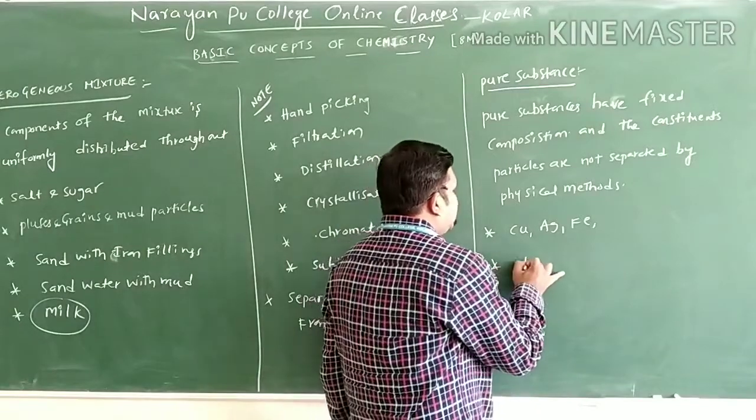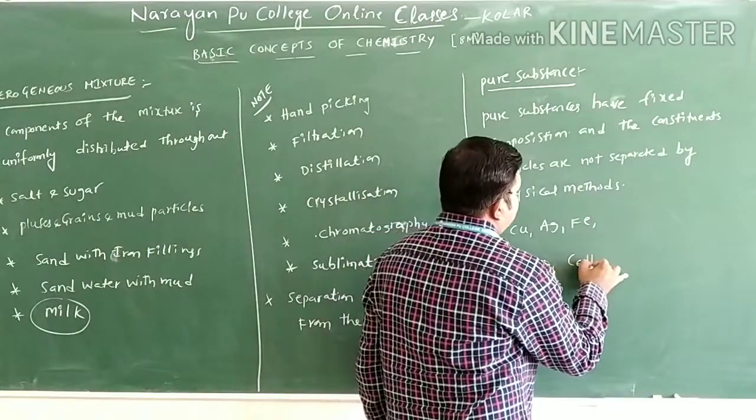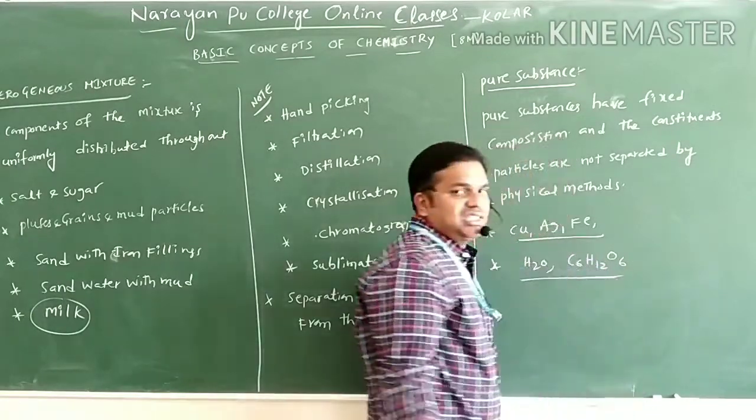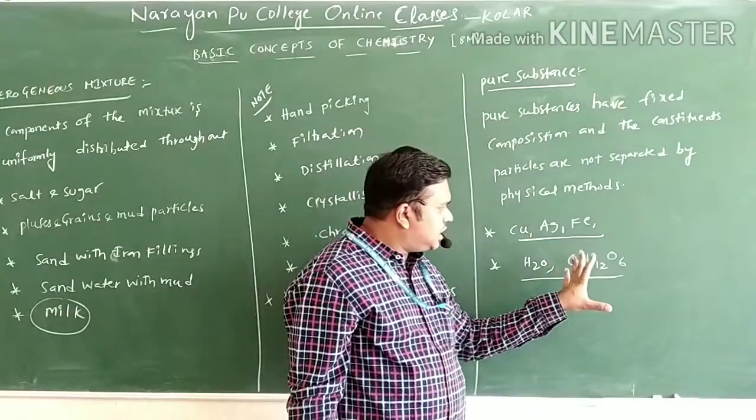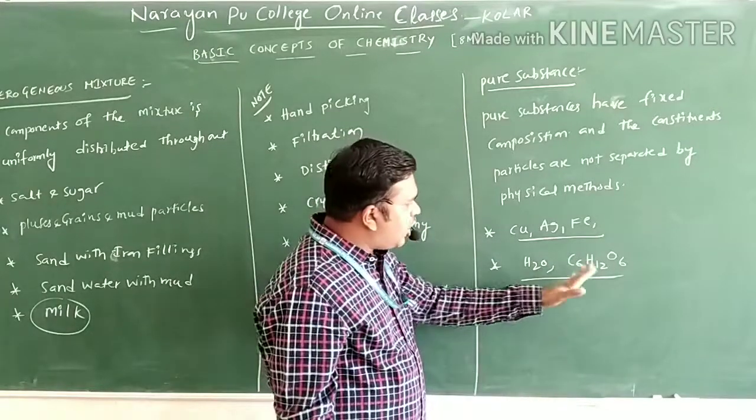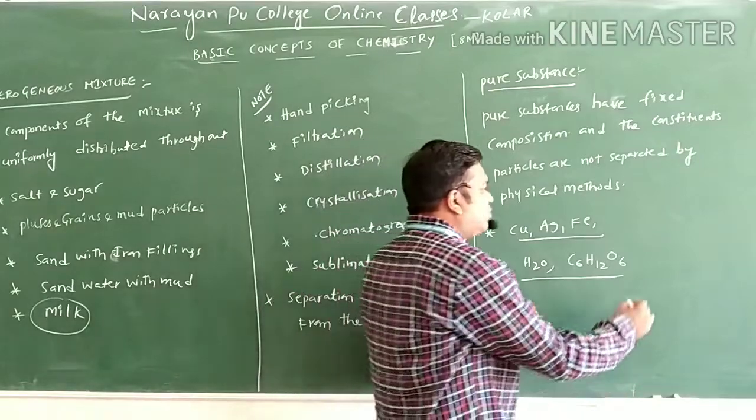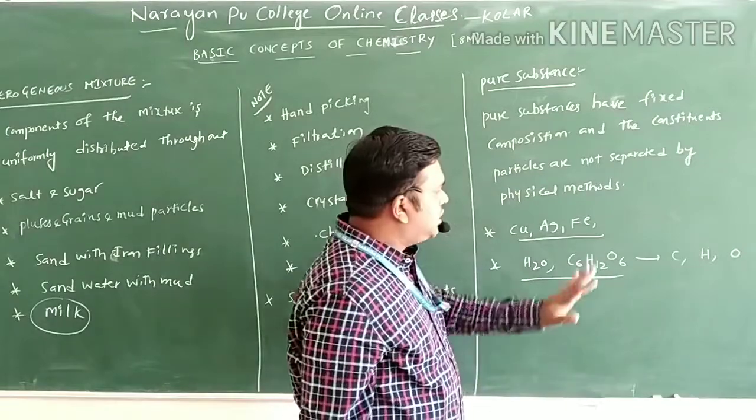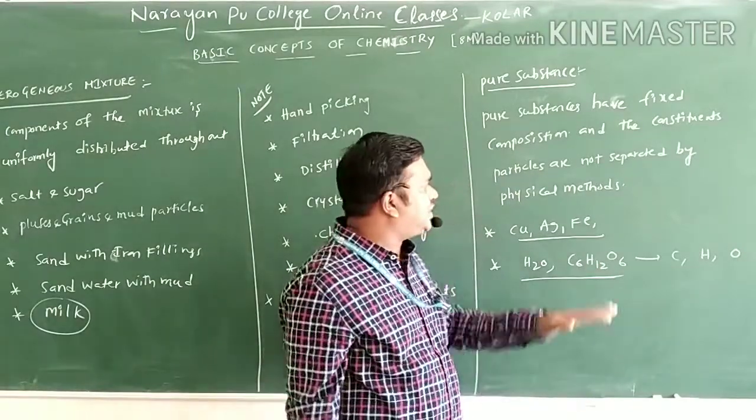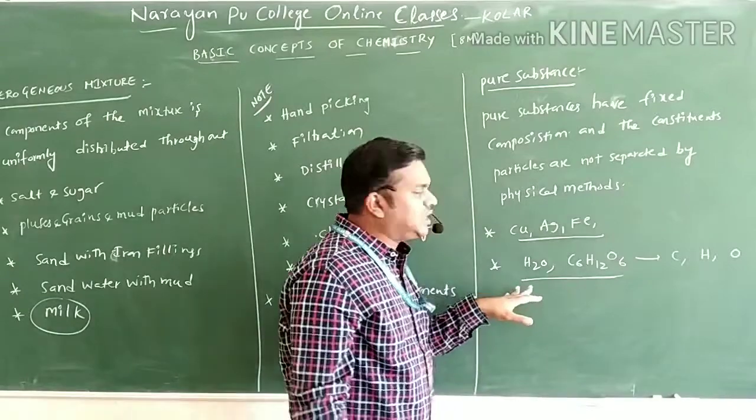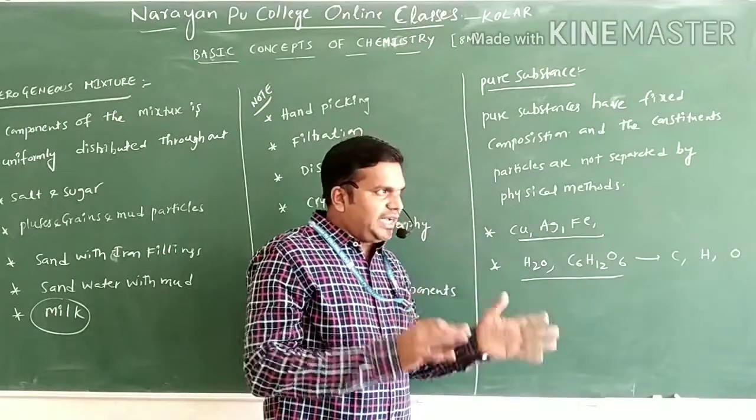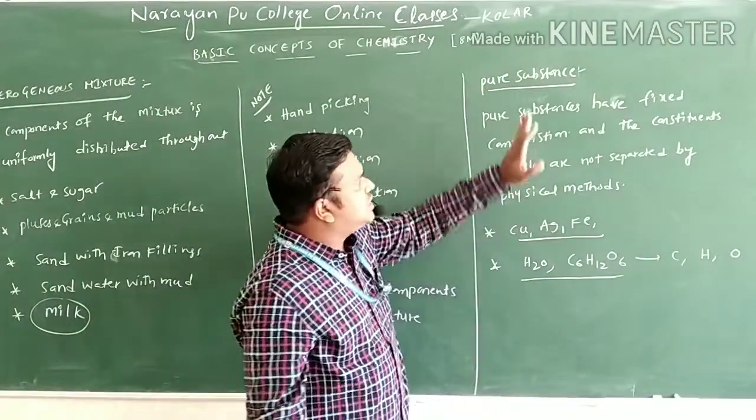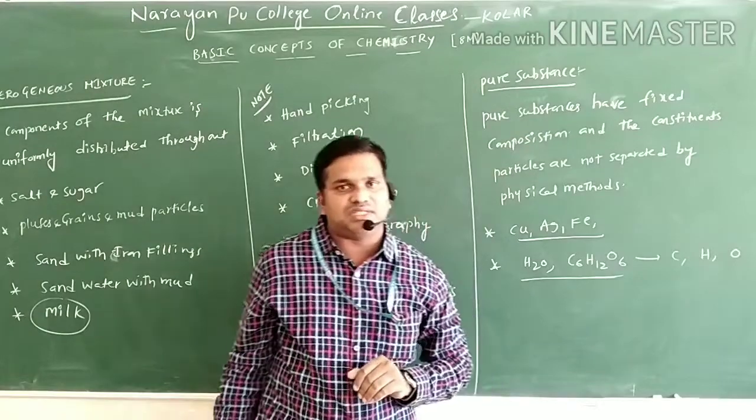Okay. If you want to take water, and if you want to take glucose, C6H12O6. Okay. So these are the elements and these are the compounds. If you want to take glucose and water, okay, the components, what composition do we have? It is composed of carbon, hydrogen, and what? Oxygen. Okay, the components cannot be separated by what methods here? Physical methods only. Water is composed of hydrogen and oxygen. We cannot separate hydrogen and oxygen by what methods? Physical methods. This is regarding which one? Pure substances.